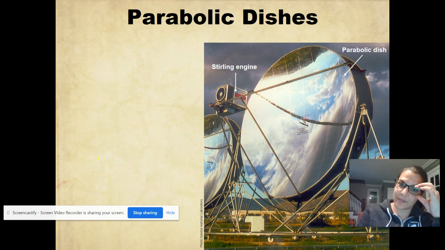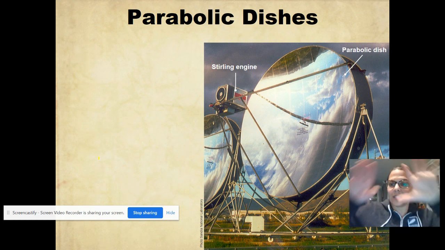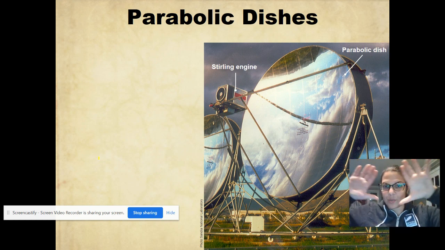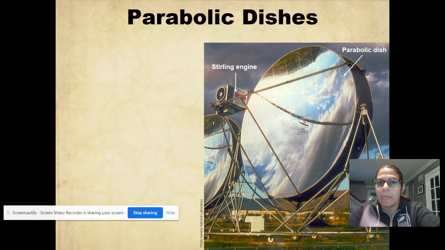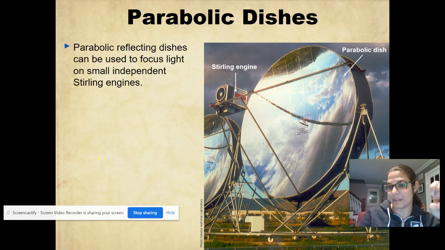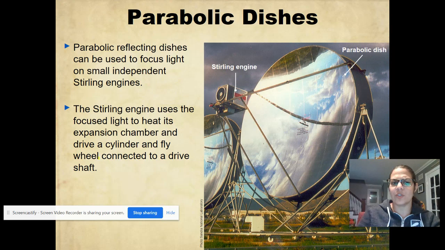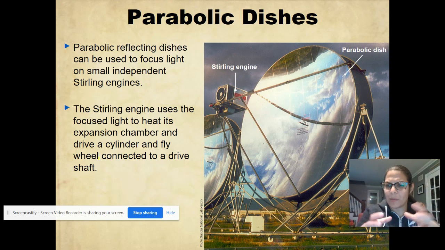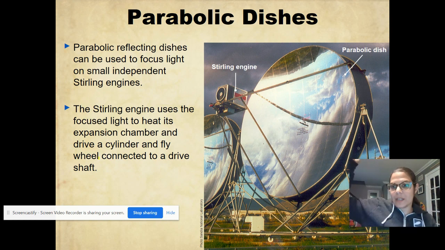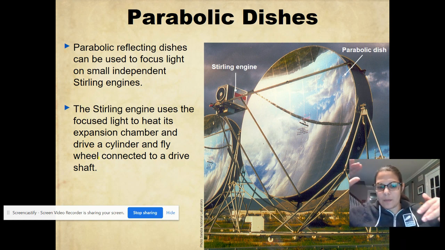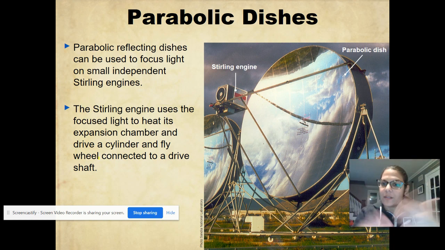Then parabolic dishes. These are cool because it's the same thing. They're taking all of this solar energy and concentrating it into a specific engine that uses focused light in an expansion chamber and a fly cylinder. And that turns the turbine. It's almost like wind energy, which is caused by the sun, because the changes in the heating of the earth create the wind. Here, it's the temperature changes in this little Stirling engine that create this flywheel to spin.